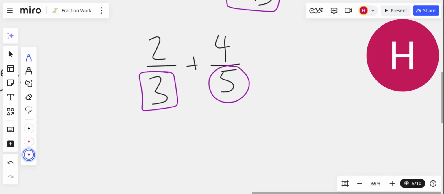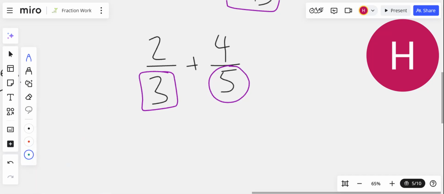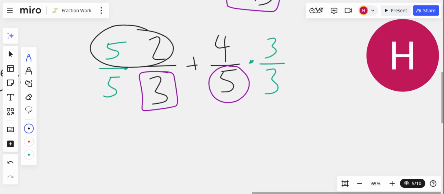So what can we do? Well, we can multiply both of these fractions using proportionality. I can multiply this one by 5 over 5, and I can multiply this one by 3 over 3. Now notice this does not change the value of the fraction, because if I simply multiply the number of cookies and multiply the number of people, it has the same ratio. There's the same amount of cookie per person.